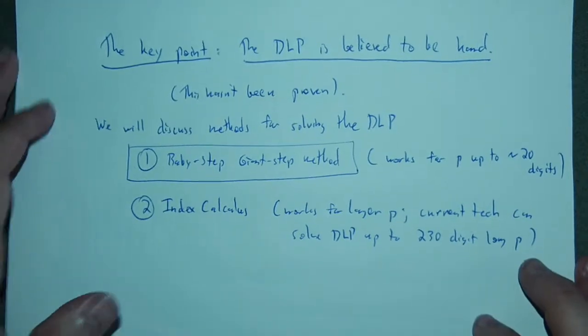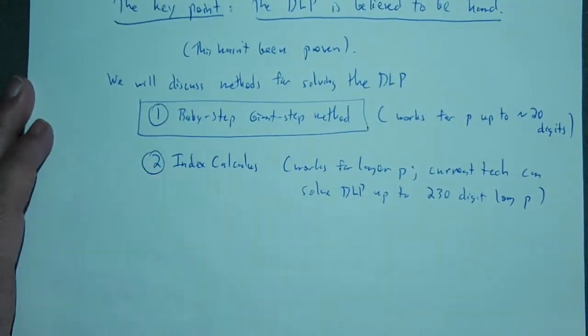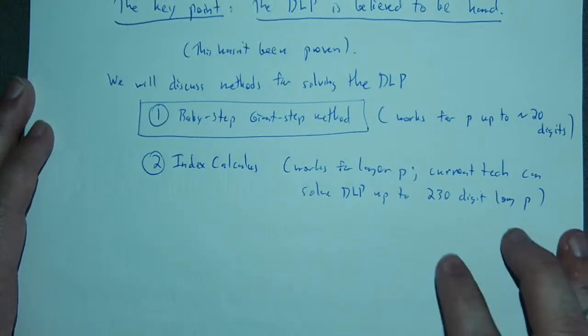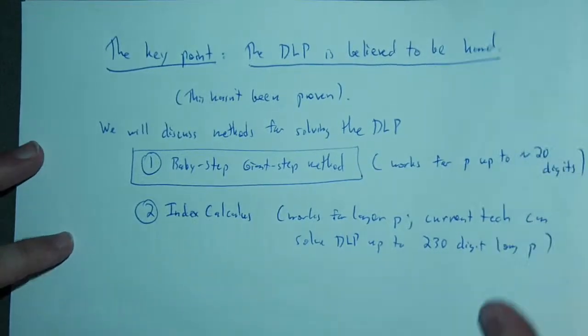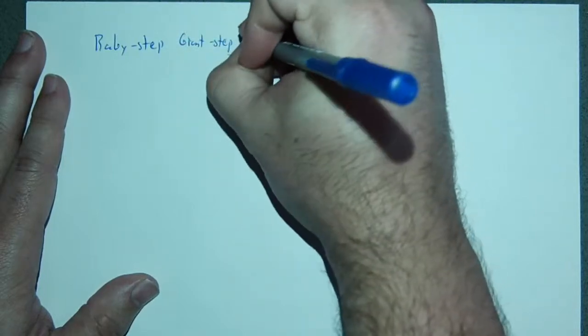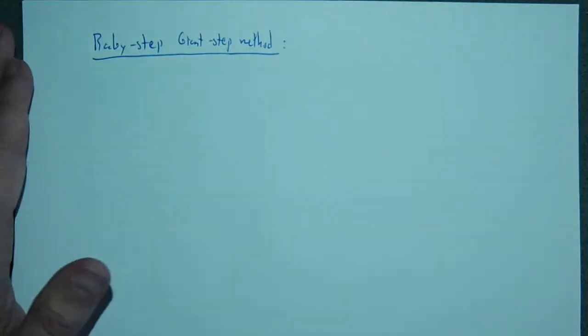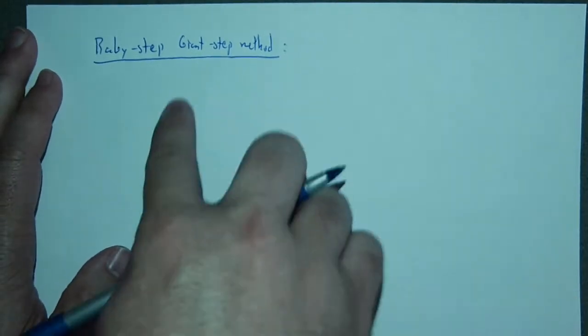Okay. And so what's the baby step, giant step method? Let's see. Do I have enough room here? Might not quite have enough room here, so I might get a fresh sheet of paper. So here is the baby step, giant step method. And you'll see why it's called that in a second. Apparently this is some other name for Mother May I. Anyway, so what is this method?